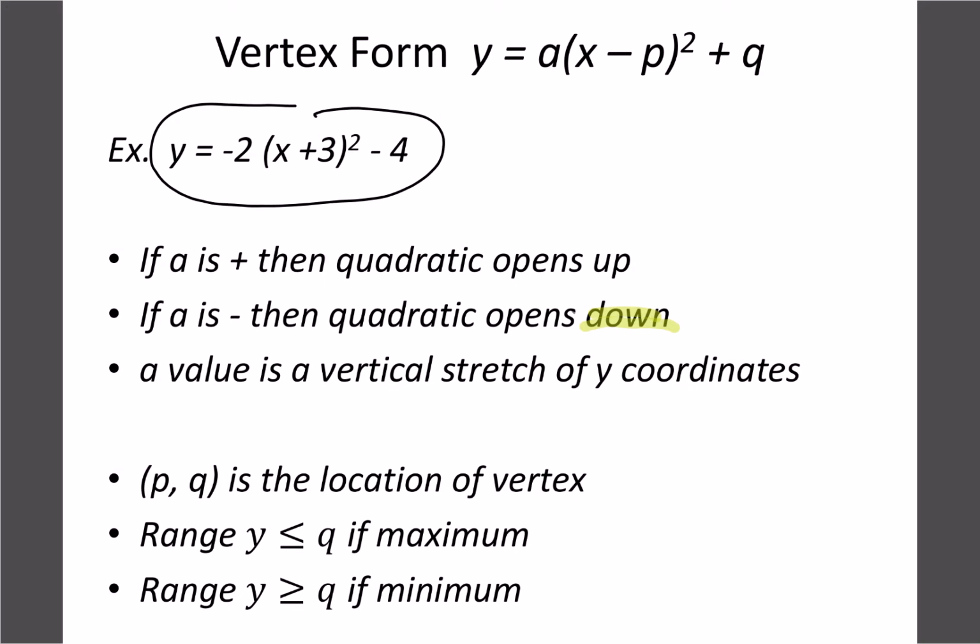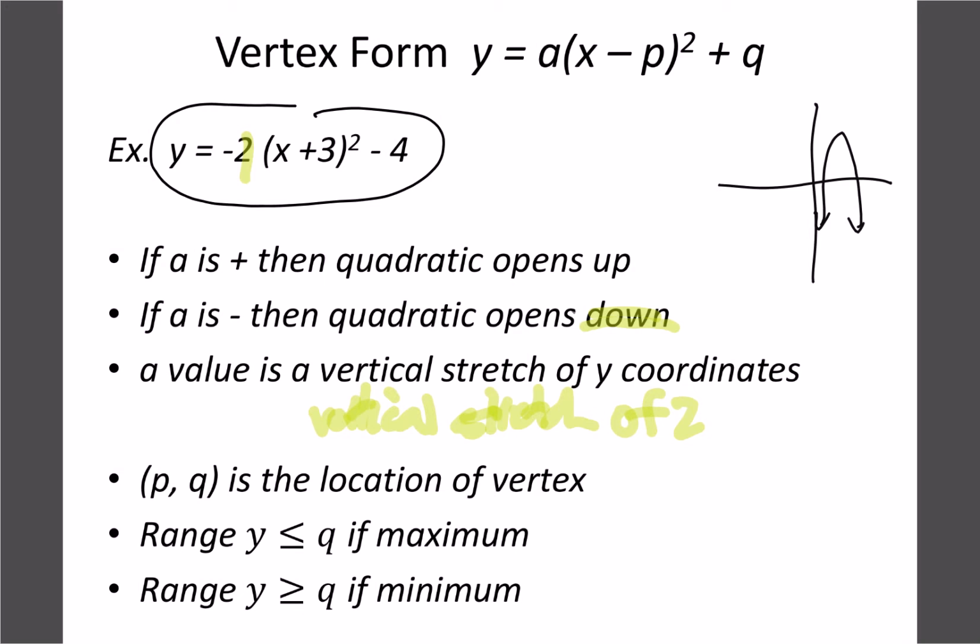Okay, so we have opening down for this graph because of the negative, and the a value is a vertical stretch, so that means because it's 2 in the equation, we would say vertical stretch of 2. So remember what that means then is based on our graph, we would have an upside down graph and it'd be a little bit skinnier than normal, something kind of like that. Okay, so that's it for those parts.